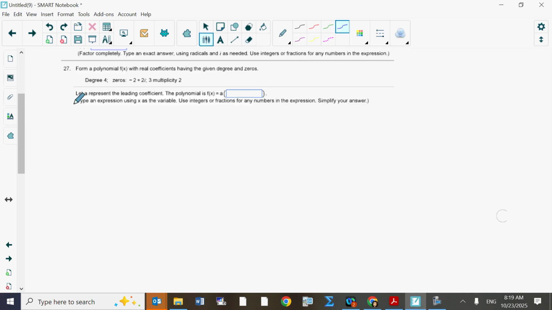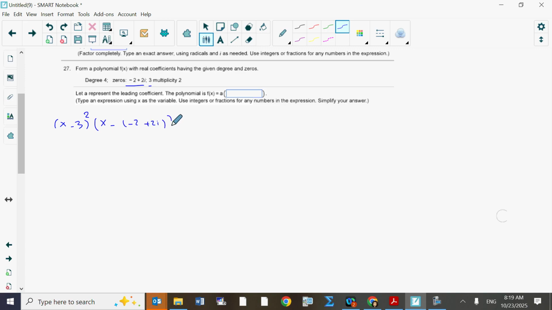Okay, last question. We want to form a polynomial that is a degree of 4, and the zeros are this one and 3. The 3 has multiplicity of 2. So first of all, I'm going to take care of that. If I have a 0 at 3, that means I have x minus 3 as a factor of the function. Multiplicity is 2, that means the power of this factor is 2. Then this one, if I have a 0 at negative 2 plus 2i, I'm going to have this factor x minus negative 2 plus 2i.